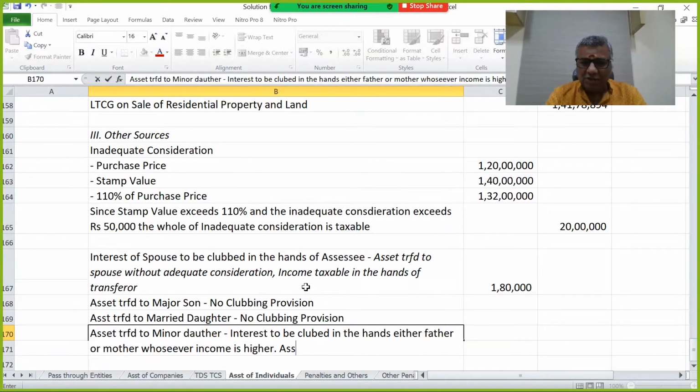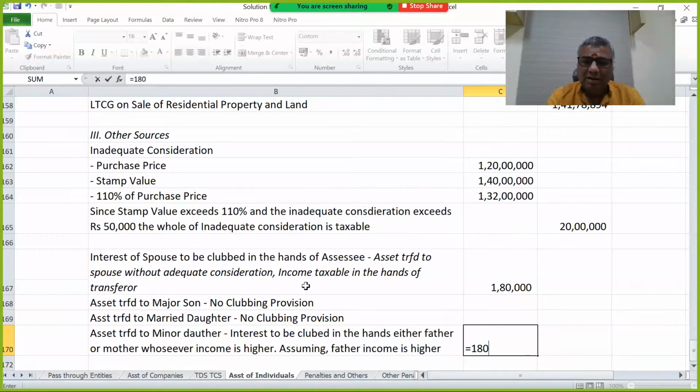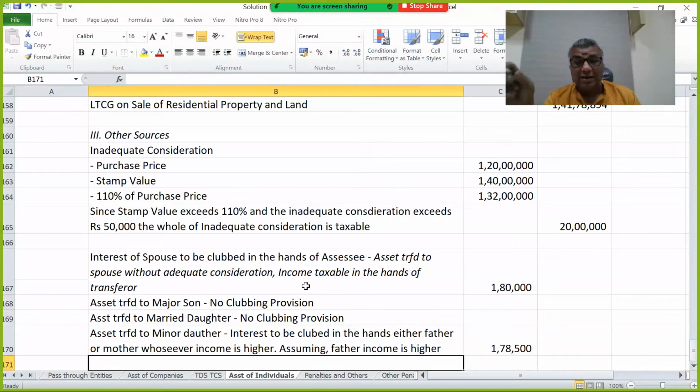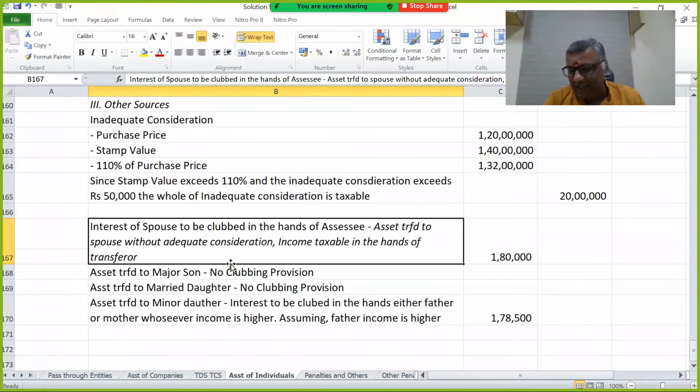Assuming father's income is higher, we are clubbing, and never forget 1,500 rupees. Maybe a small quantum, but never forget to give for minor clubbing 1,500 rupees. And interestingly, in the optional tax regime, it is not there. Please be careful about interest in this question.